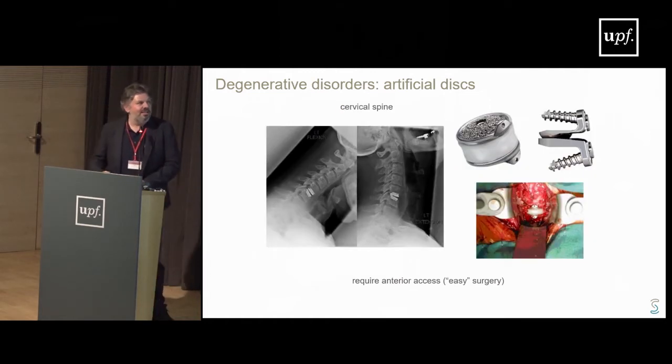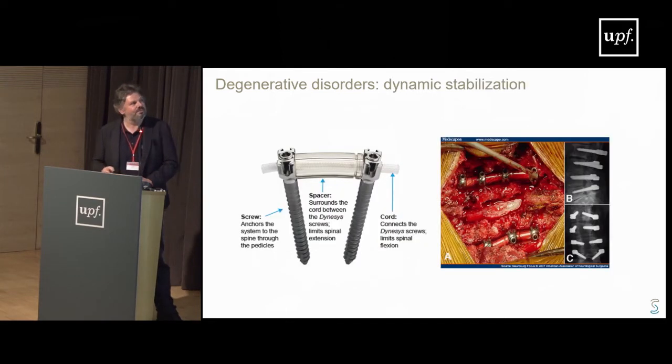In the cervical spine, it's easier because it's very easy to get access from the front of the neck. So it's basically the same surgery, same models of artificial discs, but it's much easier. Actually, that means that this type of surgery is more frequently used because it's easier. There are fewer complications for the patients, less blood loss, and so on. So this makes things easier for both the surgeon and the patient.